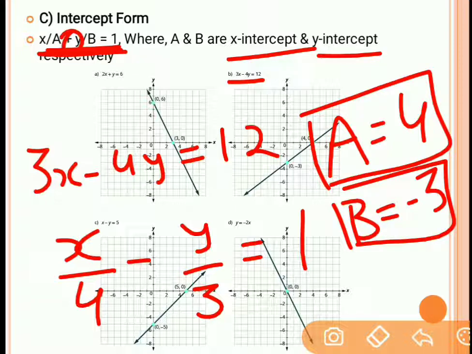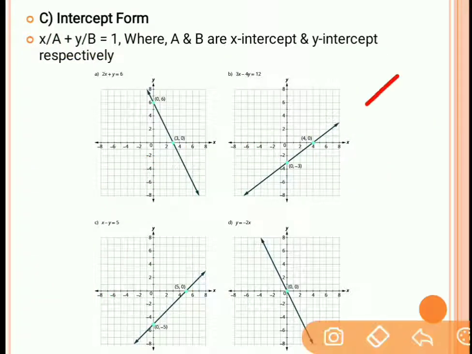It means this line 3x - 4y = 12 will cut the x-axis at (4, 0), because the x-intercept is 4, and the y-axis at (0, -3), because the y-intercept is -3. So you can say that this is the way in which we can plot the line. If we have 2 points, then we can easily form the line with these 2 points.